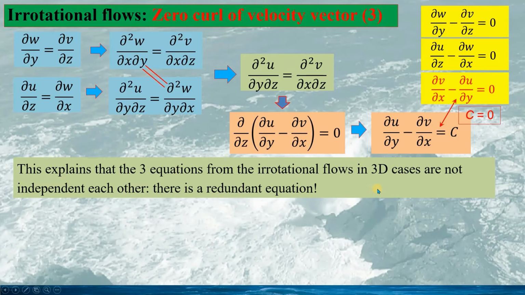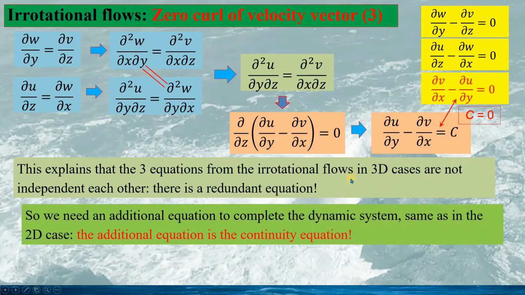There is a redundant equation. So in this case, we have only two independent equations based on the assumptions for 3D irrotational flow. To solve the three velocity components, we need an additional equation. So this is the same as in the 2D case. And we will see the additional equation is the continuity equation.